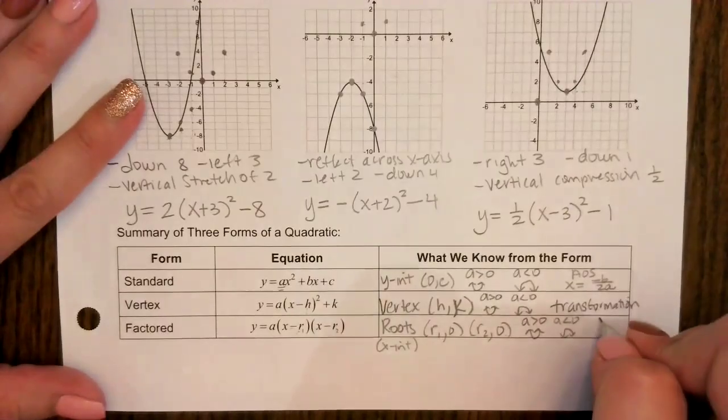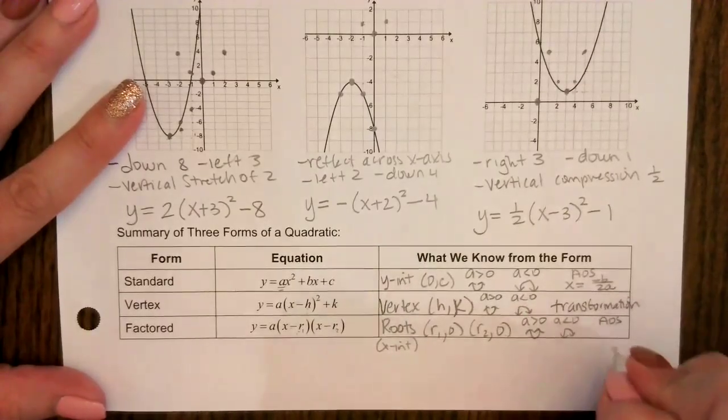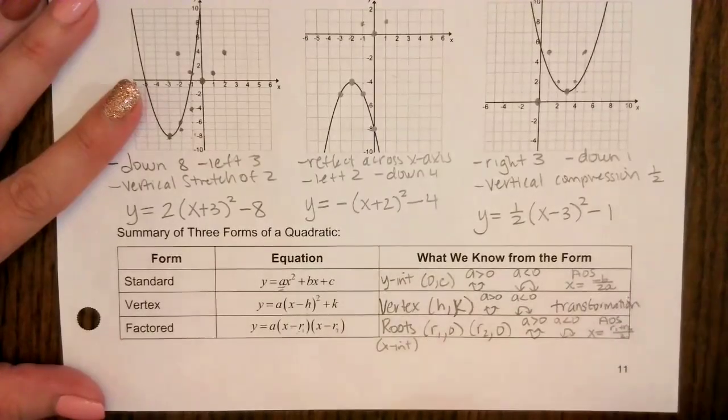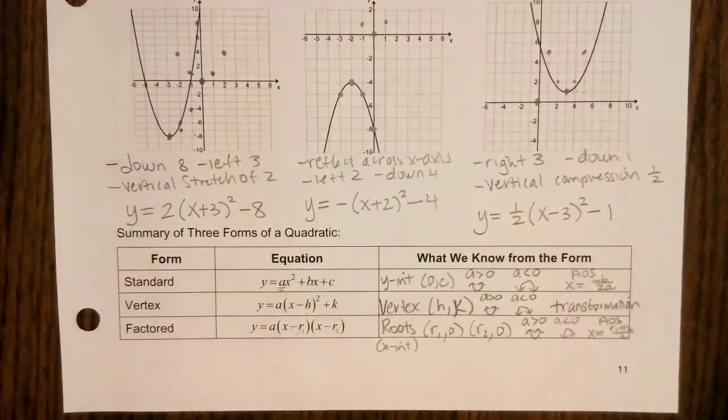You could also get the axis of symmetry from this one. It would be x equals the first root plus the second root divided by 2. That's just the midpoint formula. Basically, you're going to take those two roots and find the center value, and that's going to give you the axis of symmetry.